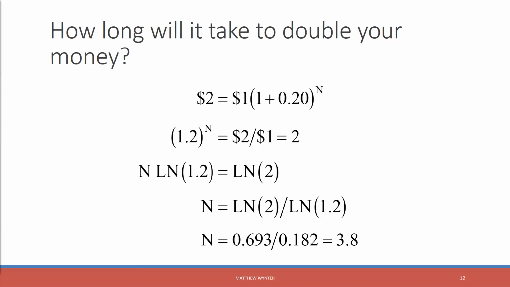How did we get there? Well, we had everything that we needed to know. In this example, we knew we put $1 in. We knew that our future value was going to be 2. We also knew our interest rate, but what we didn't know was the number of periods through which we would have to keep our money invested.